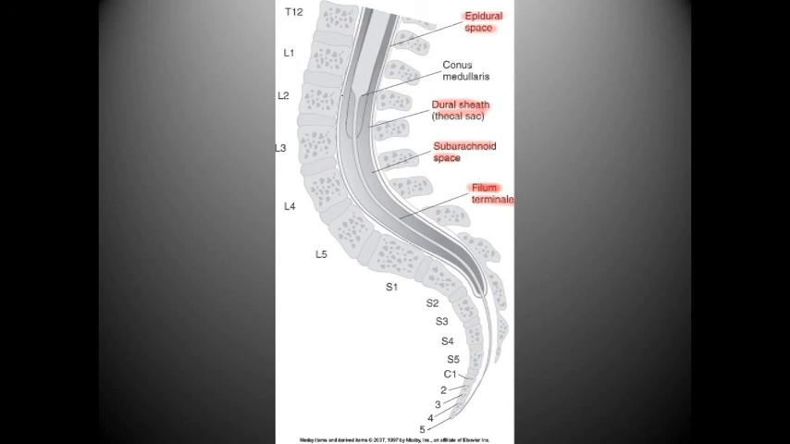Here we see at L2, the spinal cord becomes kind of tapered down, has a cone-shaped appearance there. That is the conus medullaris, and then we reach the end of S1, the filum terminale, and then we get to the cauda equina. We have also the subarachnoid space, and then we have the epidural space, the dura mater, arachnoid, and the pia.